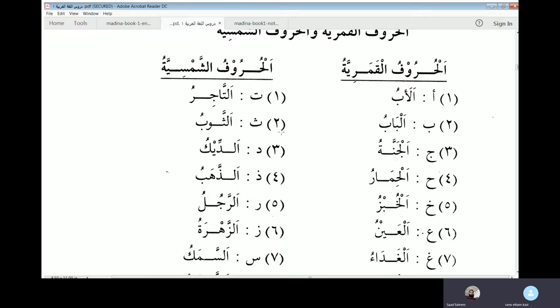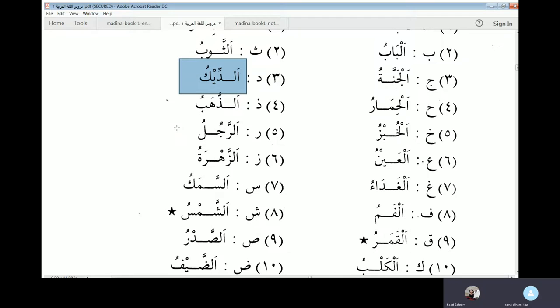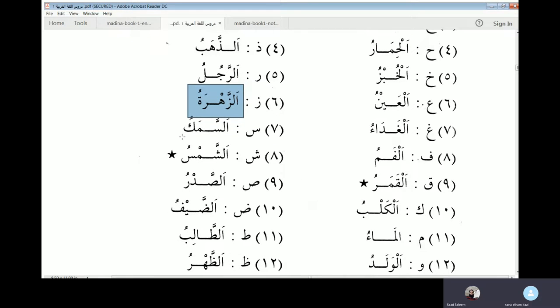Now, Mr. Mujaddid, read the first 7 Huruf al-Shamsiyah. The merchant. At-Tawbu, the robe, the thobe, or the dress, you call it? Okay, the dress, the cloth. Ad-Diku, the rooster. Ad-dahabu. Ar-rajulu, the man. Az-zahra, the flower. Asamaku. What is that? The fish.